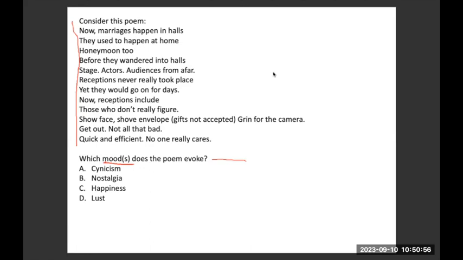You read the poem which is given here. You have to find the mood that the poem evokes. That's what you have to find: cynicism, nostalgia, happiness, or lust, from these options.